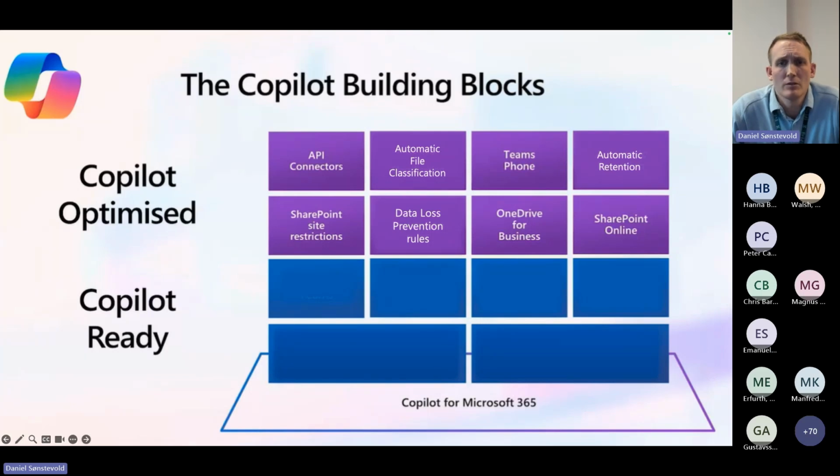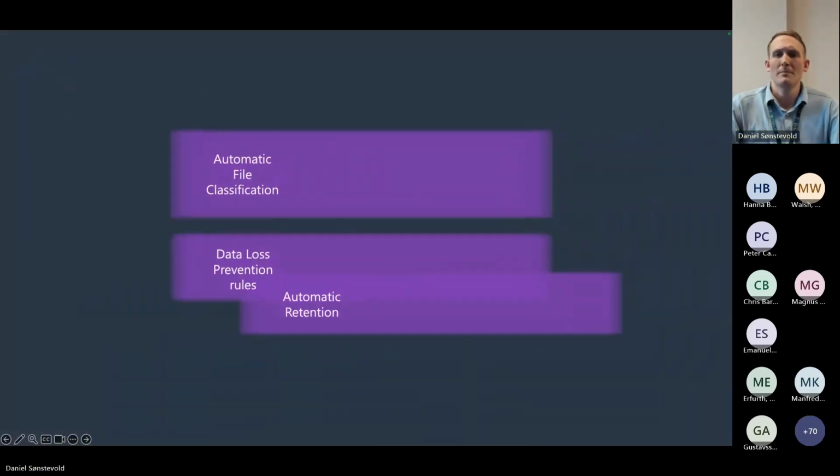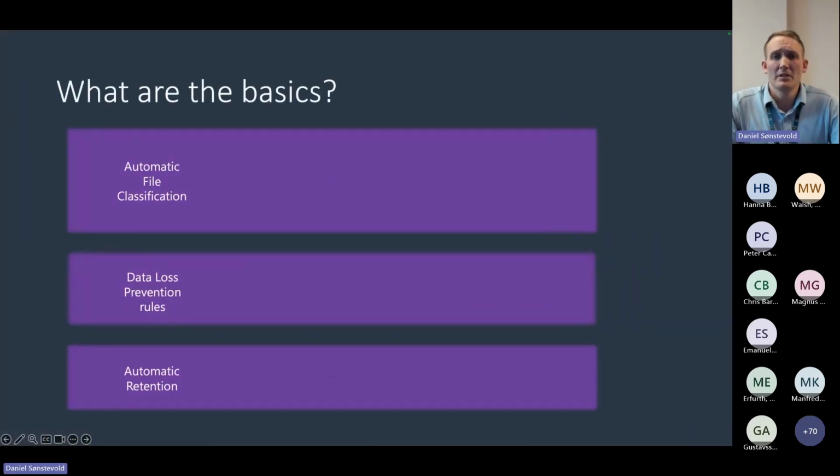And as Magnus has already spoken about SharePoint, OneDrive, and Teams to some extent, what's left that's relevant for the Microsoft Purview compliance portal is automatic file classification, data loss prevention rules, and automatic retention. These topics have some corresponding features and functionality in Microsoft Purview. So let's start looking at what this means in a Purview context.